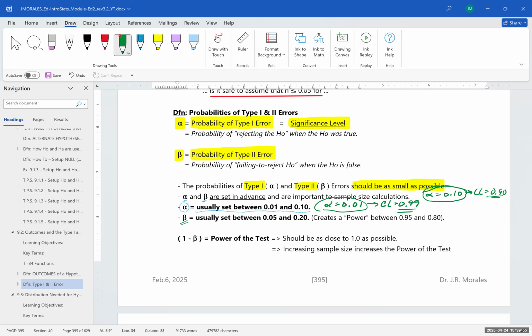This value beta is also usually set to be small, between 5% and 20%. 1 minus this value is called the power of the test, and it should be as close to 1 as possible. Increasing sample size increases the power of the test.